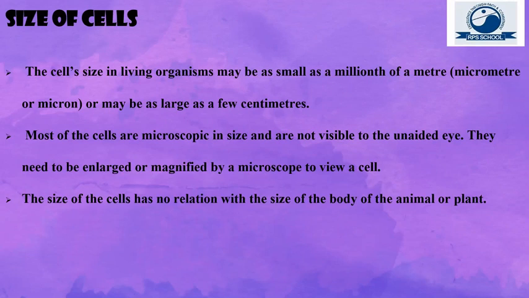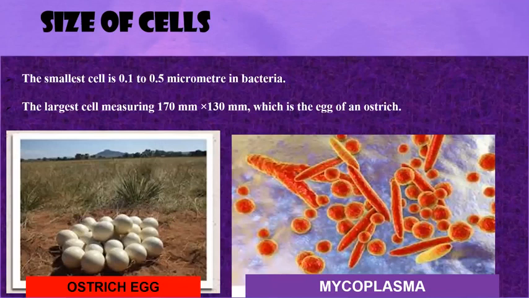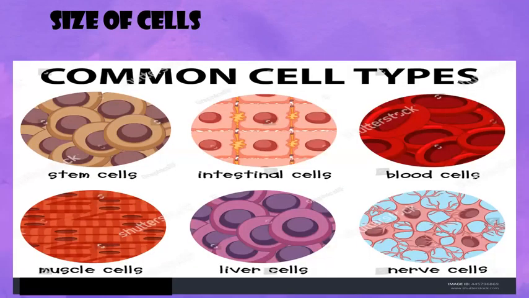The size of the cells has no relation with the size of the body of the animal or plant. The smallest cell is 0.1 to 0.5 micron in bacteria, called mycoplasma. The largest cell, measuring 170 millimeter by 130 millimeter, is the egg of an ostrich. The average cell size varies from 0.5 micron to 20 micron in diameter.